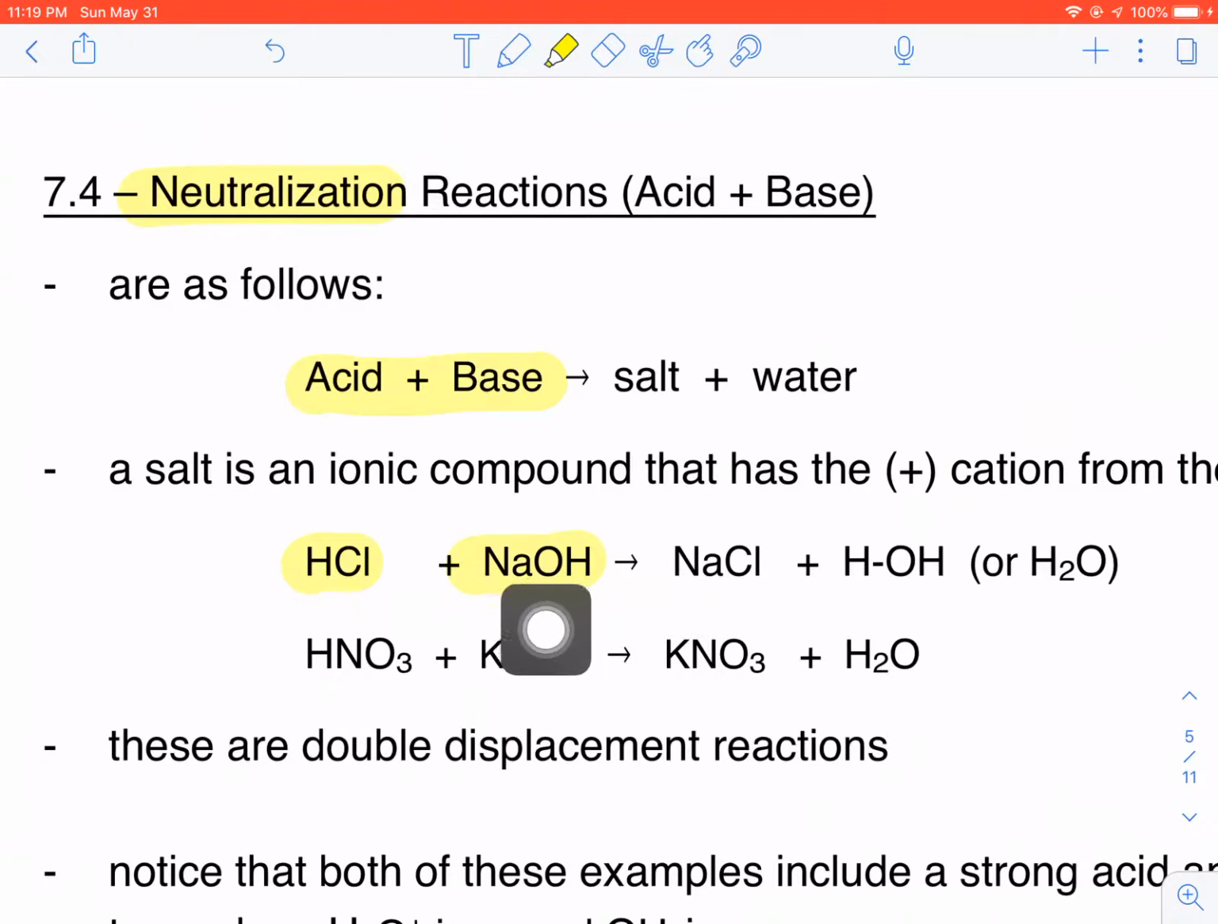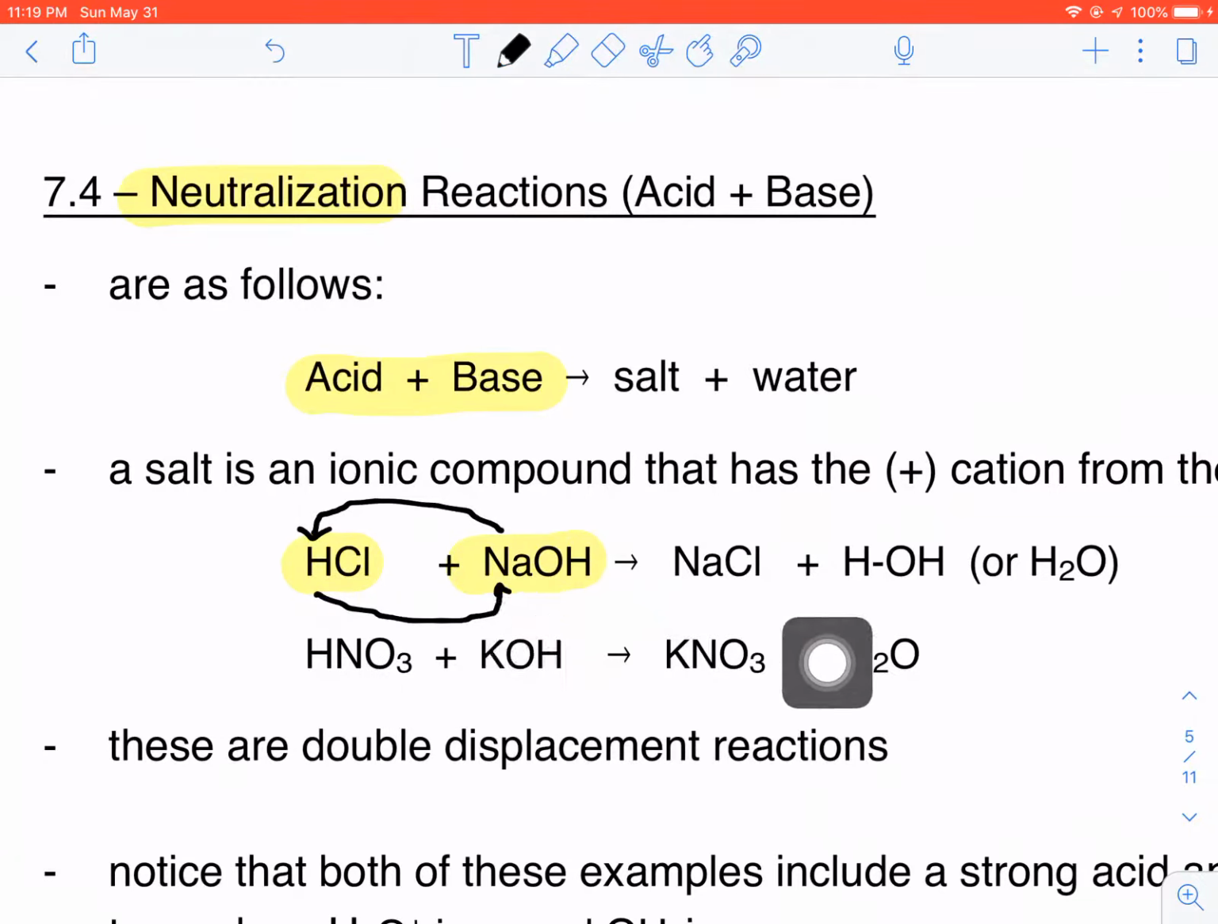It contains hydroxides. Now, not all bases do, but as soon as I see the hydroxide there, I know it's a base. So what's going to happen here is a double displacement reaction, where the hydrogen is going to kick the sodium off, and the sodium is going to replace the hydrogen. So the hydrogen will join the OH to make HOH, which is water. And the Na is going to replace the H to make NaCl, which is an ionic compound.